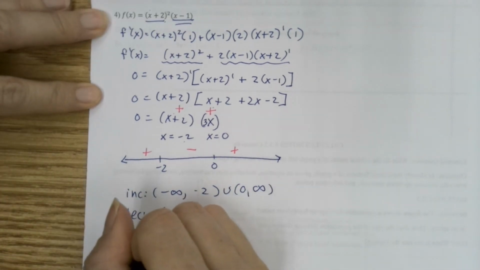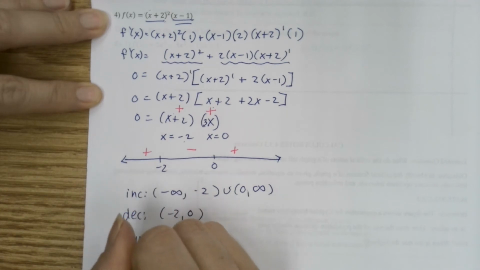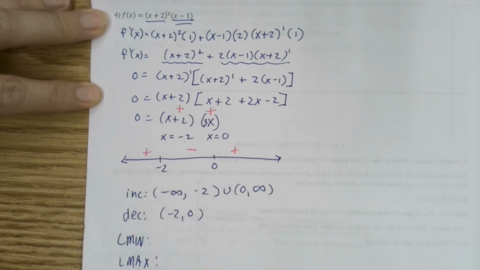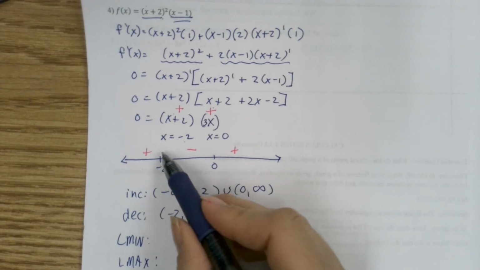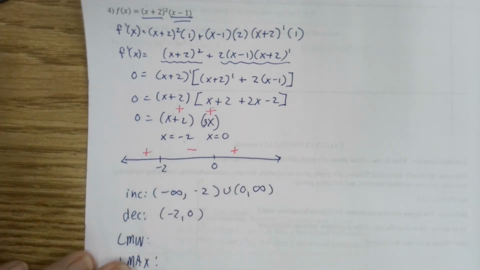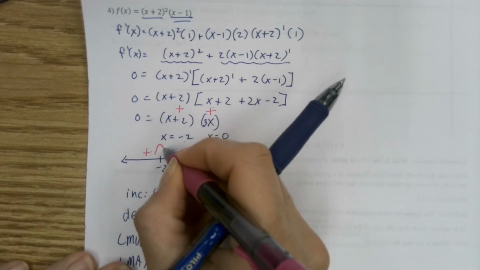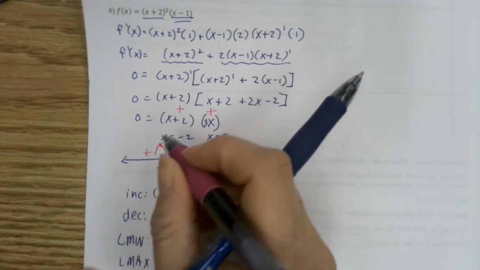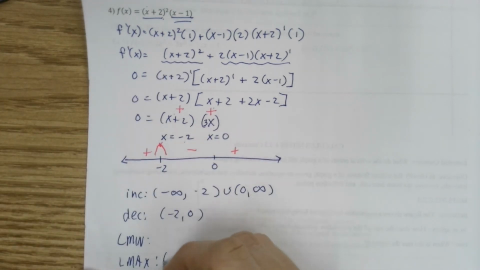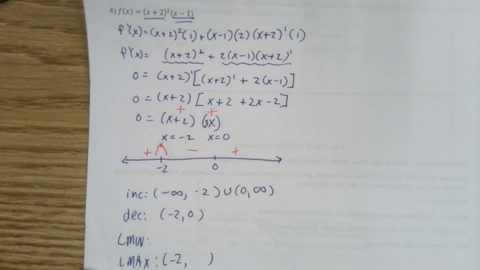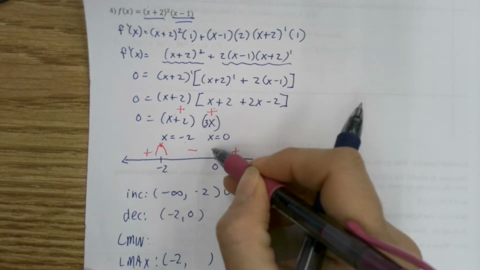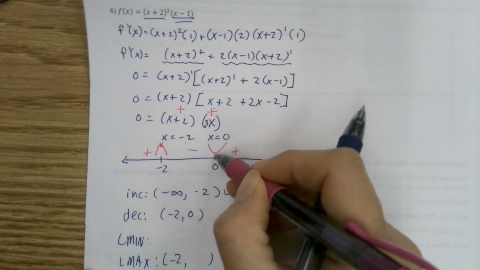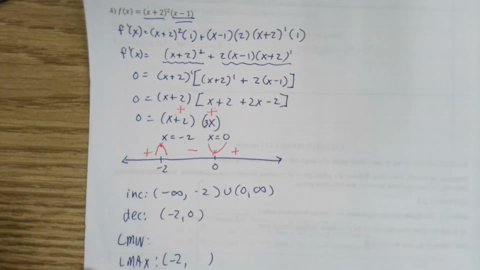I'm identifying local mins and maxes as well. So look everywhere you have a sign change. Here's a sign change at negative 2. This graph is increasing and then it's decreasing. Look at that graph. I'm seeing a little local max in there. So I have a local max at negative 2. And then over here, it is decreasing and then increasing. So that must be a local min. So I have a local min at 0.